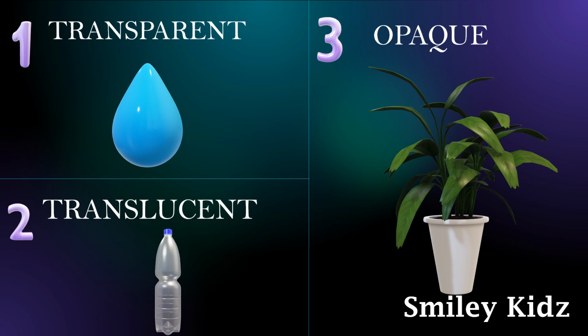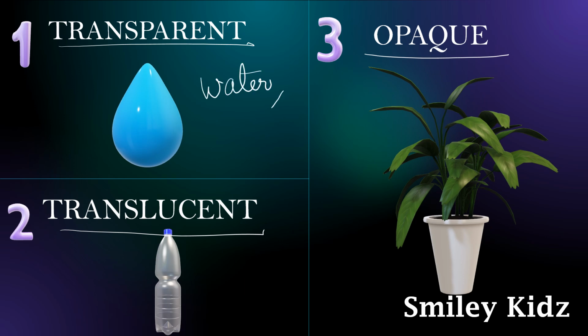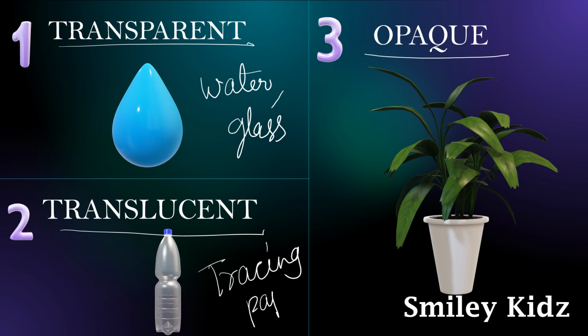Let's understand a few important terms and their definitions. What are transparent, translucent, and opaque objects? The substances which pass most of the incident light through them are called transparent objects. Example, water, glass, etc. Moving on to translucent, the substances which pass partial light through them are called translucent objects. Example, tracing paper and the bottle you see on the screen.